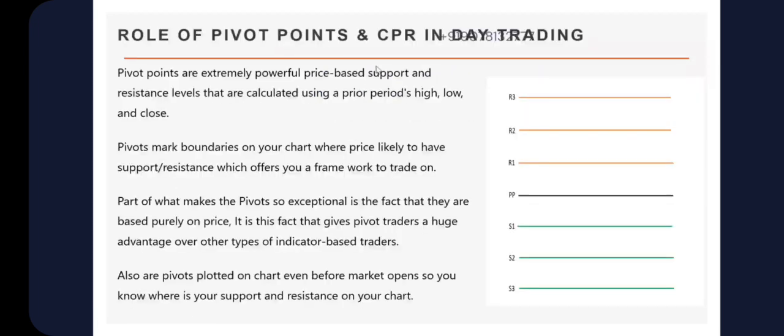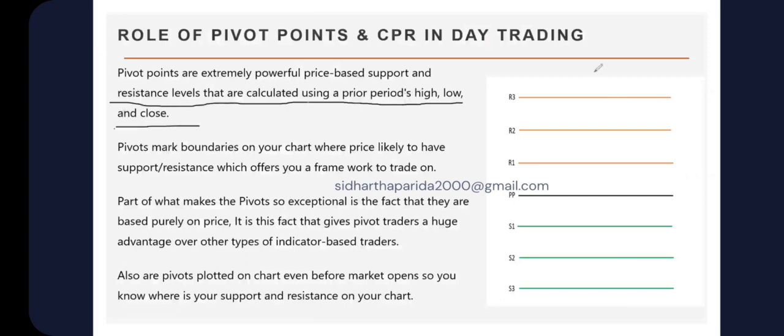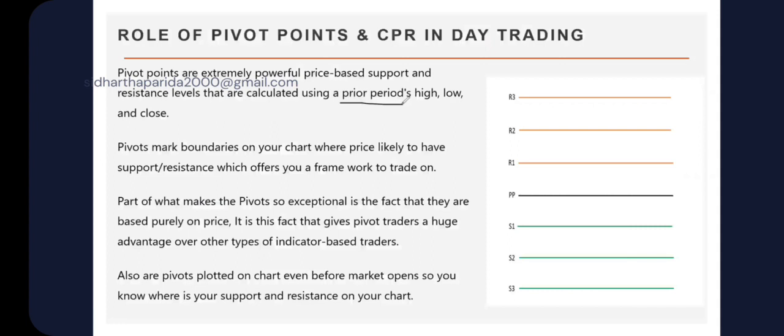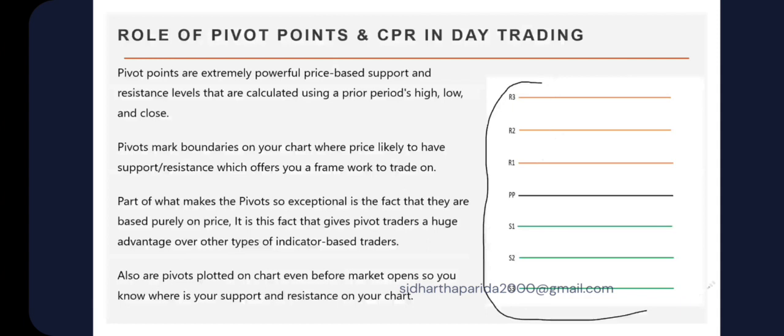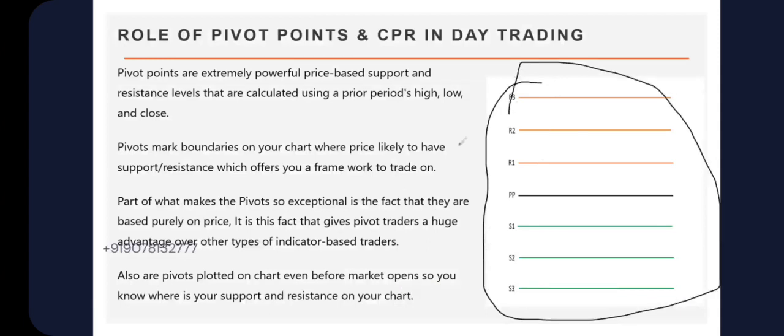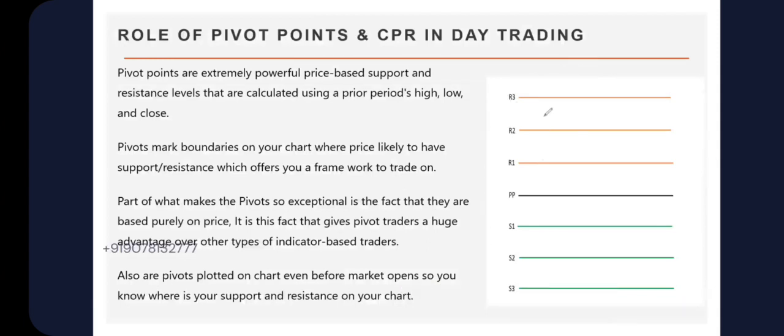Pivot points are extremely powerful price-based support and resistance levels that are calculated using the prior period's high, low, and close. If you are using daily pivots, then what is the prior period? The previous day. If you are using weekly pivots, then it is the previous week. If you are using monthly pivots, then it is the previous month. They are all calculated using the previous period's high, low, and close. Since we are using daily pivots in this image, we are going to discuss the previous day. Daily pivot is the one I am going to use most frequently in my trading, so assume it is the previous day's high, low, and close.